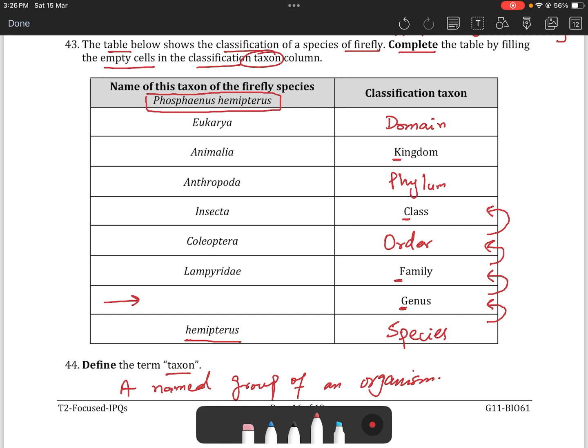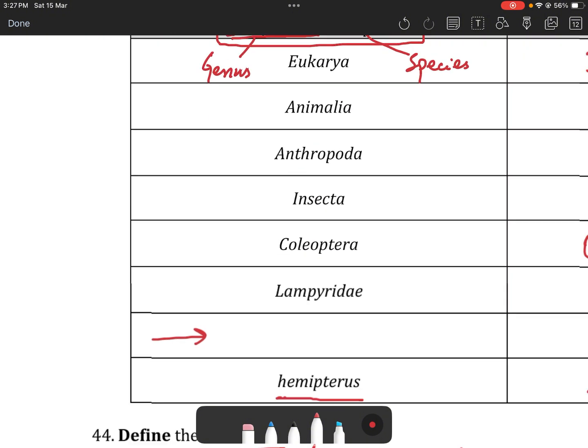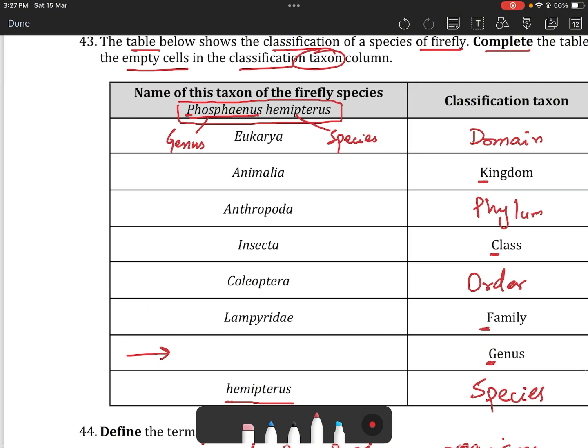Now we move to this name. You see that this name has two parts. The first part starts with a capital letter, and all the remaining letters are small. Part number one is the genus name, and part number two is the species name. The species name is already written down. We need to write the genus name, so just copy it down. Phosphanus. Okay, and that's it. This answer is done.